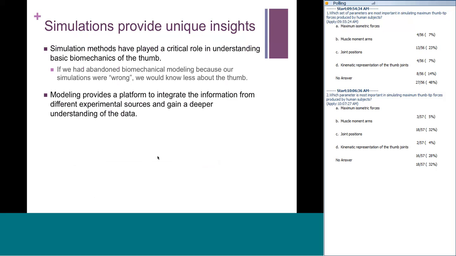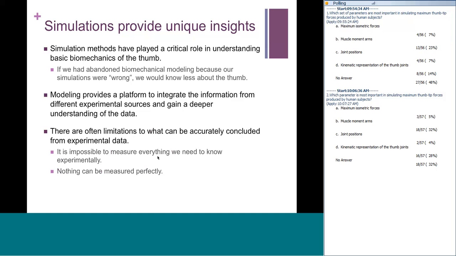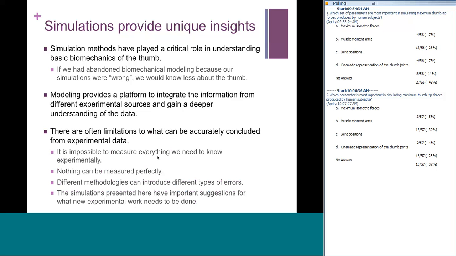Modeling provides a really valuable platform to integrate the information from different experimental sources, and you can see it helps us gain a deeper understanding of the data. It's important to realize, and this isn't a criticism of experiments, that there are limitations to models and there are limitations to experiments. It's not possible to measure everything we need to know. You couldn't get endpoint forces of individual muscles from human subjects, and coordinated actions that replicate human subjects would be difficult to get from cadavers.